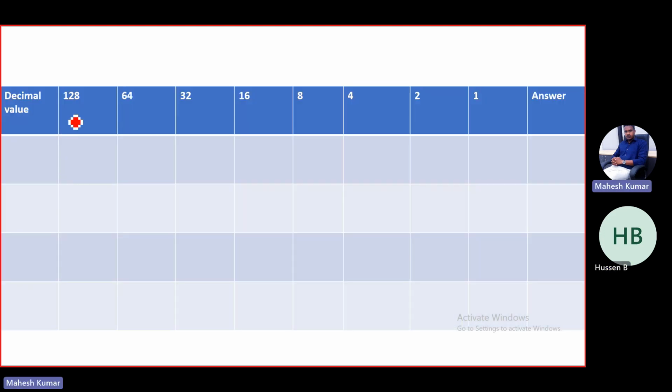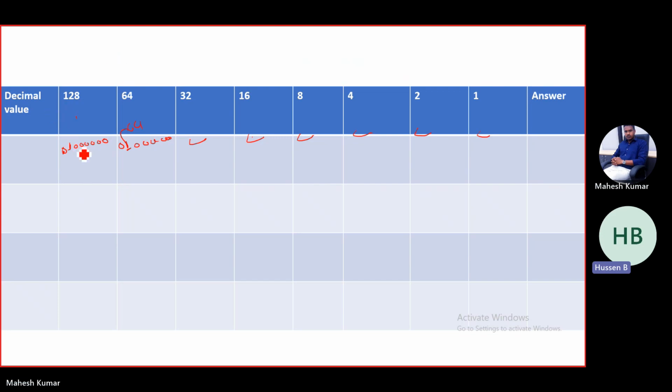So for the decimal value, if it is 128, you just select the first bit as 1 and the rest will be 0. If it is 64, then the first bit will be 0, the second bit will be on, and the rest will be 0. The second bit is 64. Like that, we need to do 32, 16, 8, 4, 2, and 1. Actually, this is the first digit only that we need to set to one.